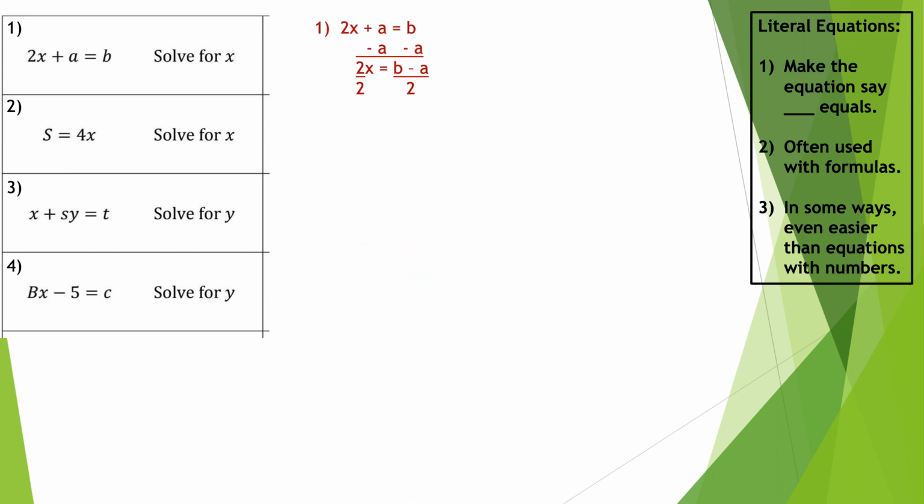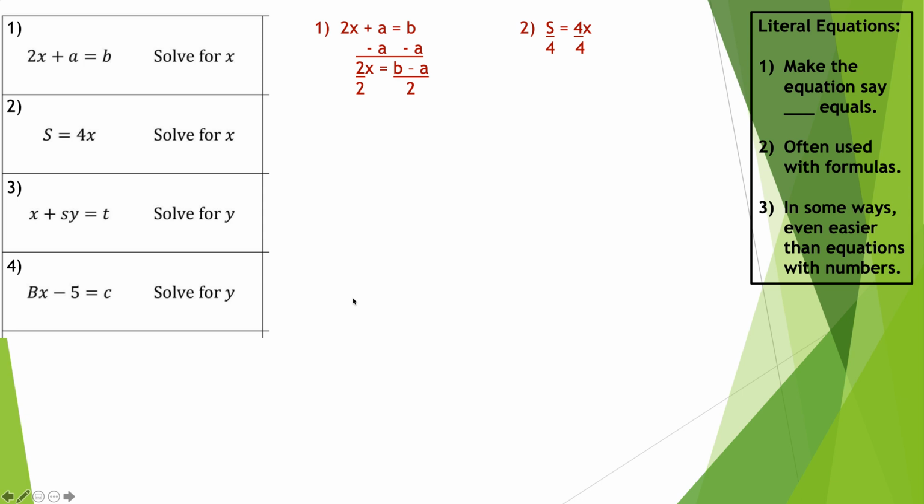Number 1, we want to get x all by itself, so we subtract the a. Now, what is b minus a? I haven't a clue. No idea, but it is b minus a. I know that's what it is, so just leave it. And then I divide both sides by 2. Now, I am not bothering to do this here, but normally we would cancel the 2 over 2. They equal 1, and 1 times x is just x. So these 2 over 2s disappear. And I just get x equals (b minus a) over 2.